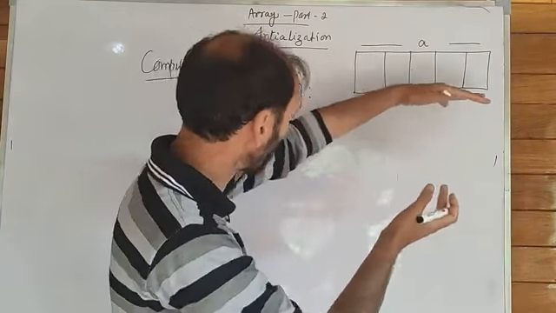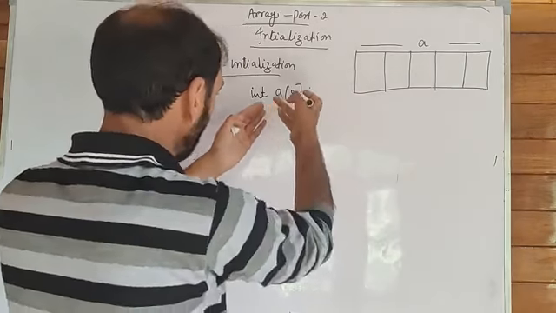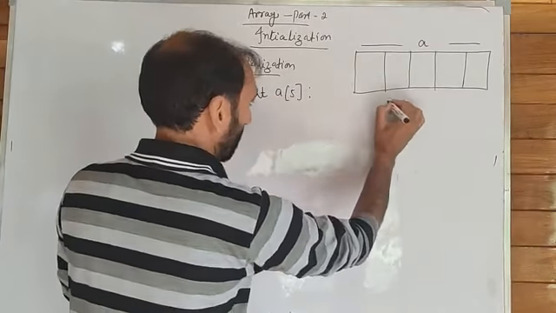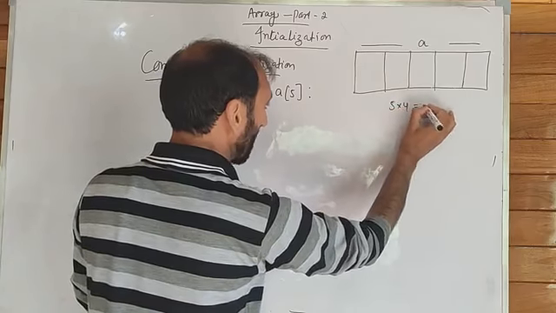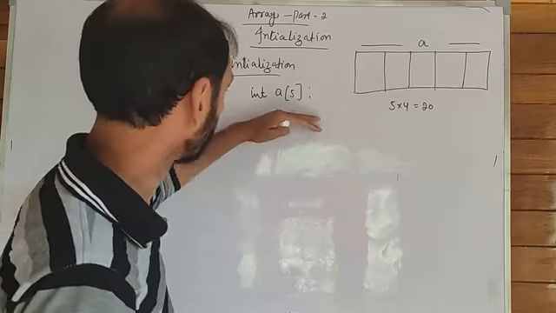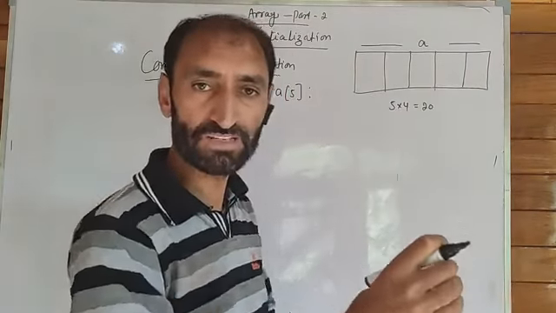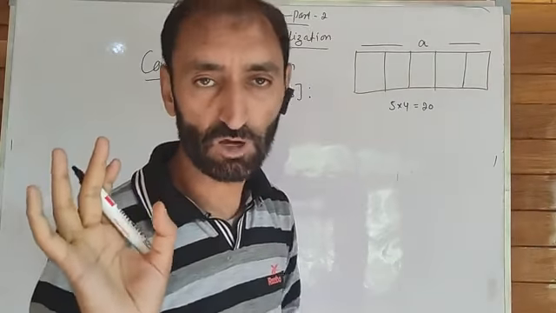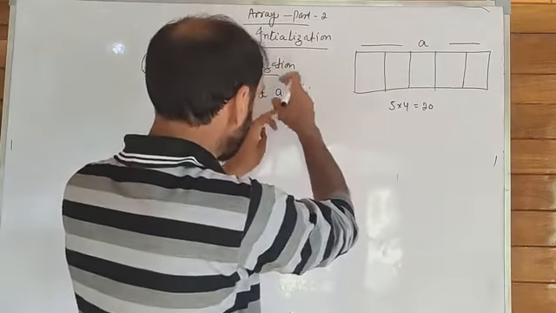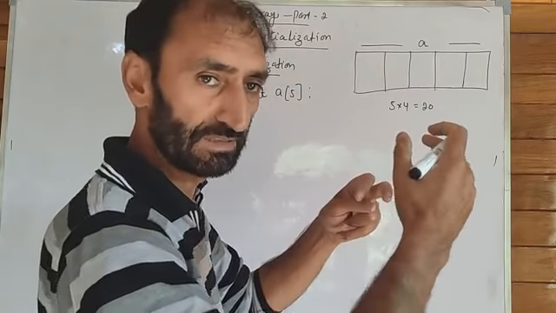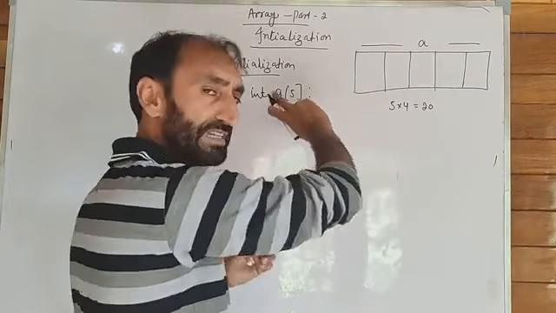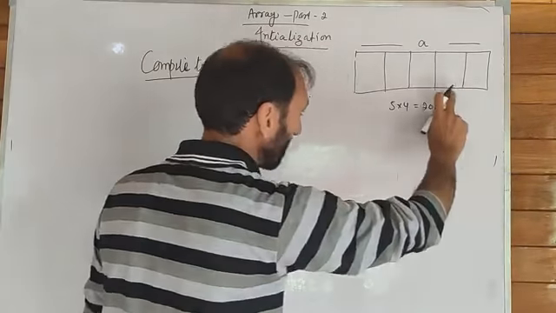As per our declaration, the memory manager will allocate 5 into 4, that is 20 bytes of memory, to this array. By the definition, an array is a group of elements of the same data type referred by a single name. The name of this array is A.